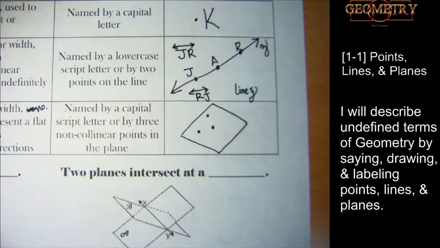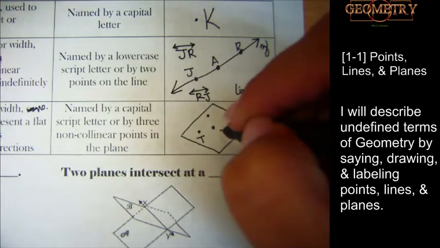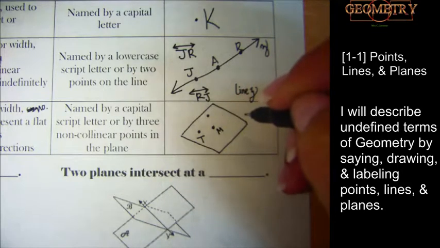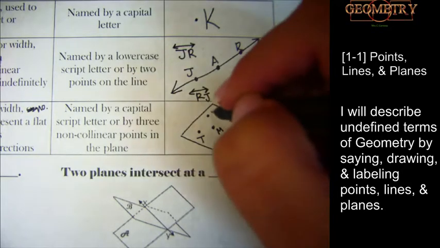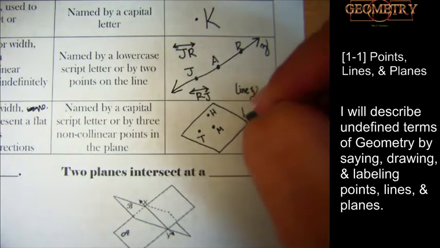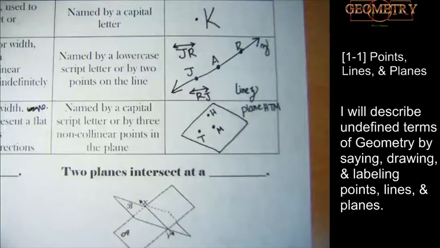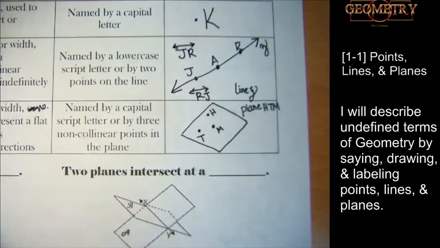Can I have names for my points? Someone who hasn't shared letters yet. T. M. And one more. H. All right. So I can name it with those 3 letters. And so I would name this plane HTM. Order doesn't matter, but you have to have 3 letters.